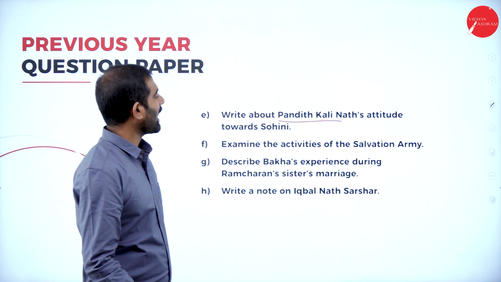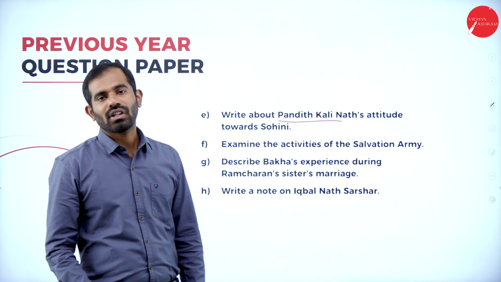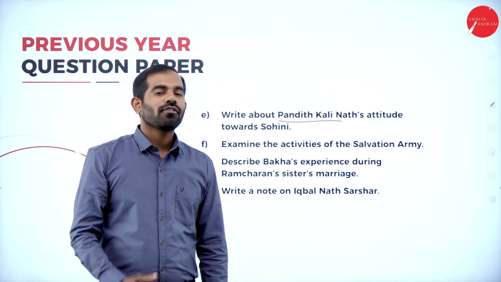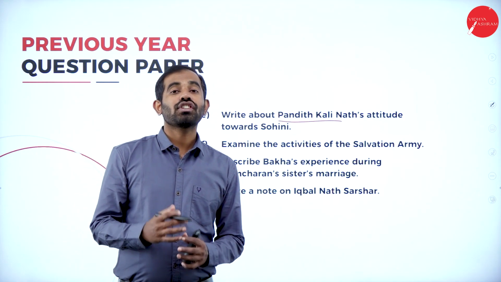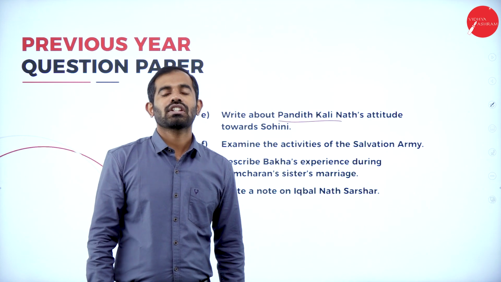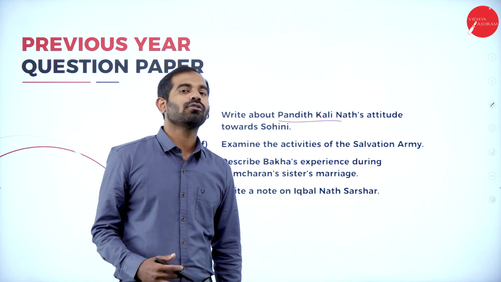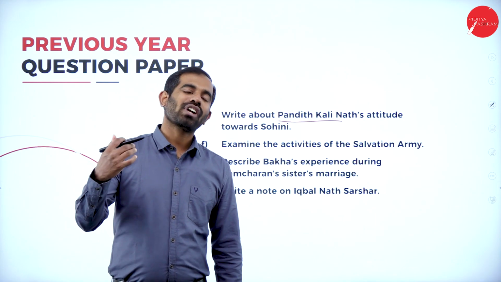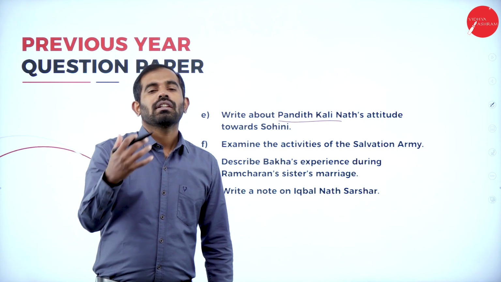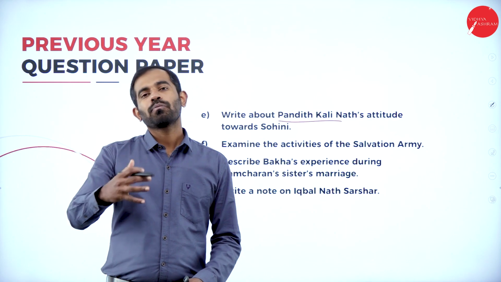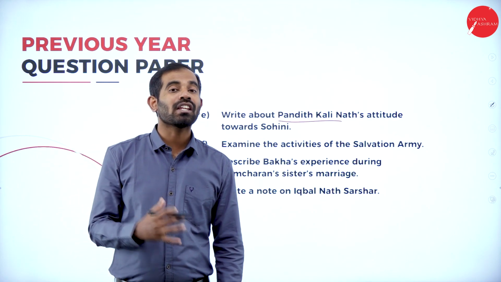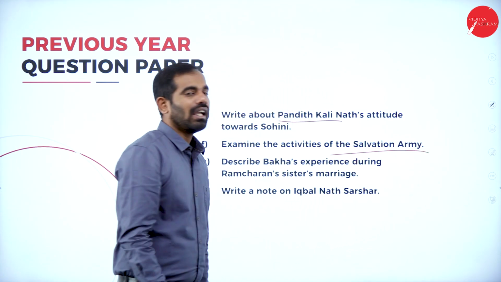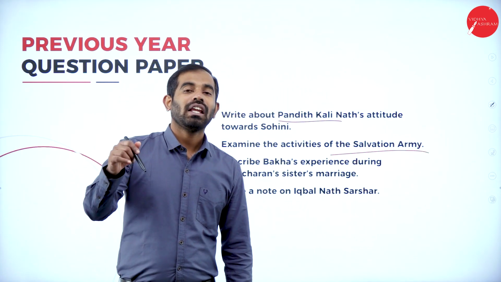Next is examine the activities of the Salvation Army. The Salvation Army is very important here. Why? Because from the point of religion, it is the chief of the Salvation Army, Colonel Hutchinson, who goes to Bakha, finds him crying under the peepal tree, and tries to convince him to convert to Christianity. And that is the main, important activity of the Salvation Army in India.